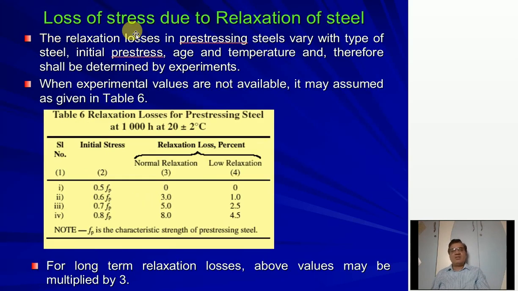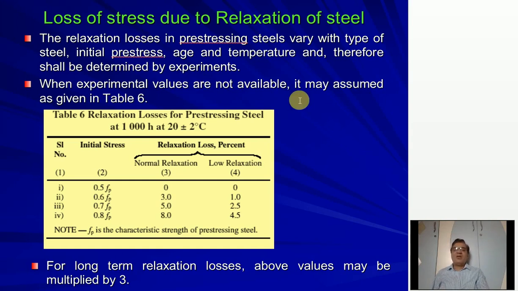Now the last loss is loss due to relaxation of steel. Relaxation of steel is the property of the material in which, after some time, the molecular cohesion gets reduced, and because of this there is a little bit of relaxation of the steel. Now in prestressed concrete, the strain remains constant, but there is a variation of stress. So this is the condition of constant strain under variable stress, and that's why it is called relaxation of steel.